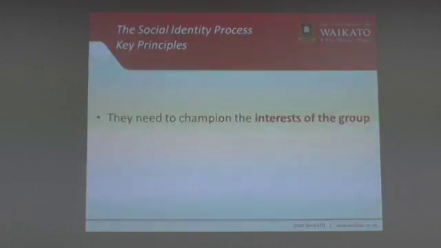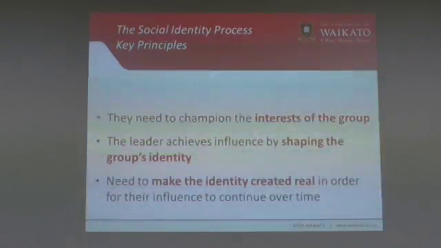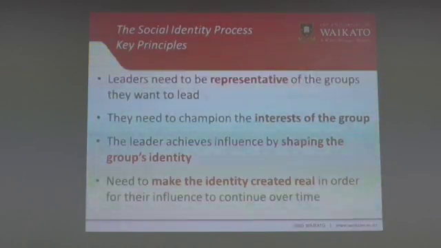So how does the social identity process occur? Well, first, the relational leader needs to champion the interests of the group. The leader needs to be able to influence by shaping the group's identity. They need to make the identity created real in order for their influence to continue. And the leader has to be a representative of what the group wants to lead. In our class meeting, we'll talk more about what these concepts mean in real terms and whether, in our experience, this social identity process occurs as it is proposed to happen.